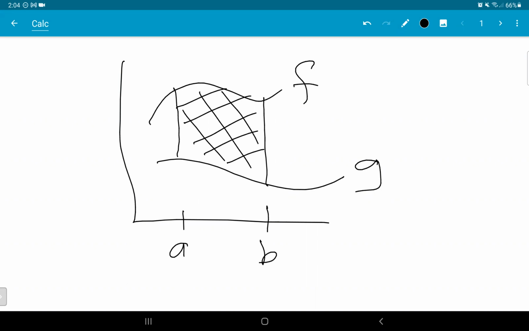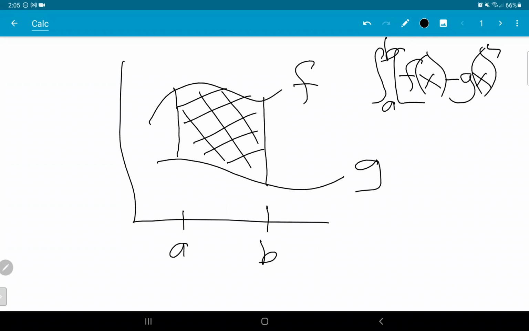Fundamental theorem of calculus, yes, but I want the formula using integrals. Okay, integrate the difference of the functions. I see what you mean. So the formula is given by the integral from A to B of the difference of the functions, higher minus lower function, with respect to x.